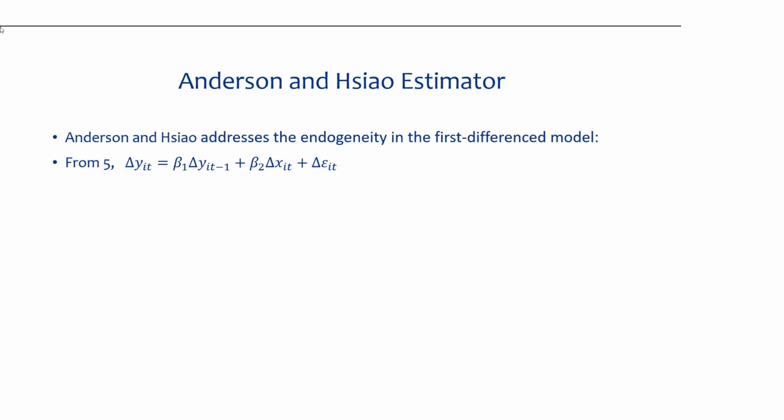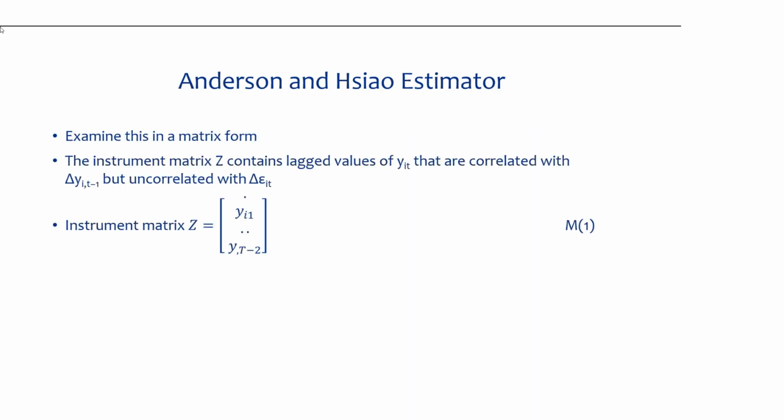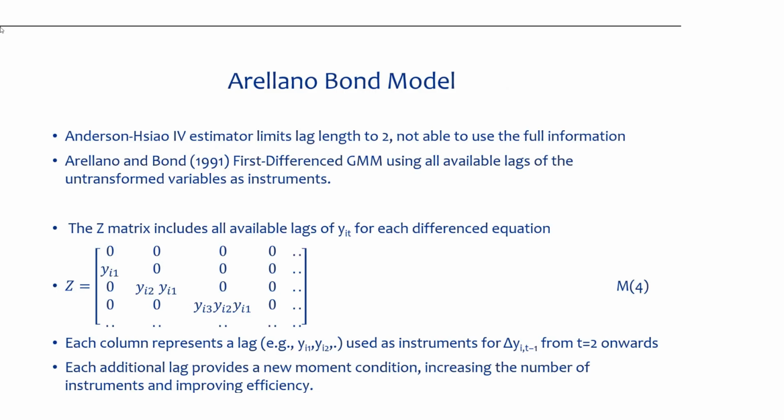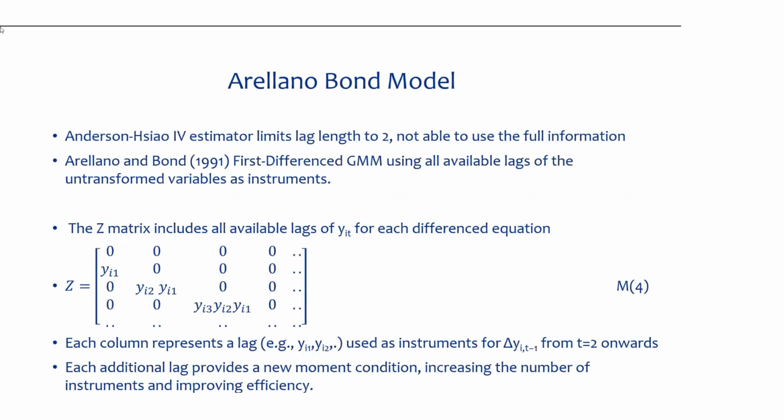This is the model that we are using for both Anderson-Hsiao, first difference GMM, and the system GMM as well. So the Z matrix includes all available lags of Y_it. In the previous case, you used only the second lag. But here we are going to use all the lags that are available.